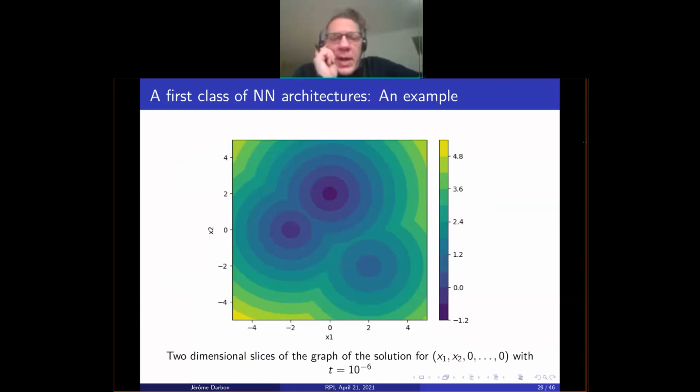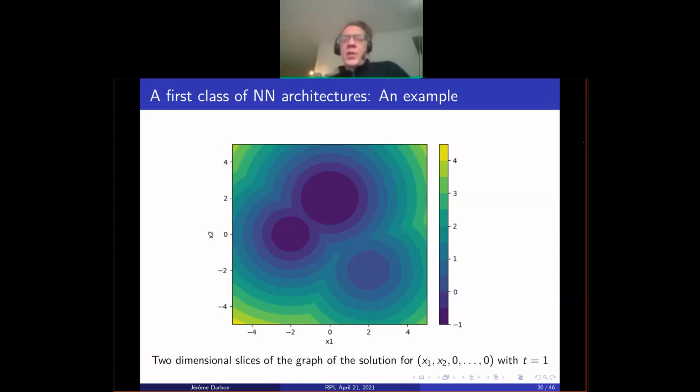So here I show you the initial data of the solution in dimension 10, and as before, I only show a 2D slice of the solution. And this is the solution when t equals 1. The theory tells you that you do not have a classical solution for this Hamilton-Jacobi PDE.